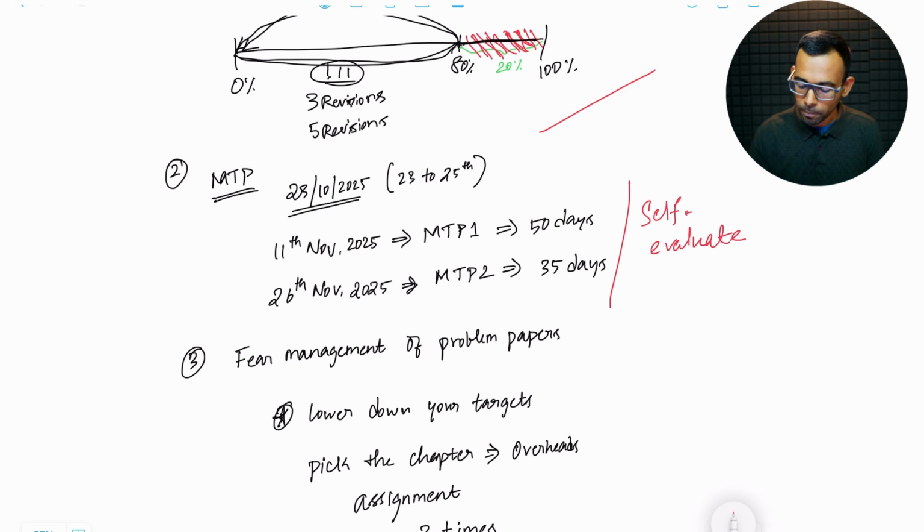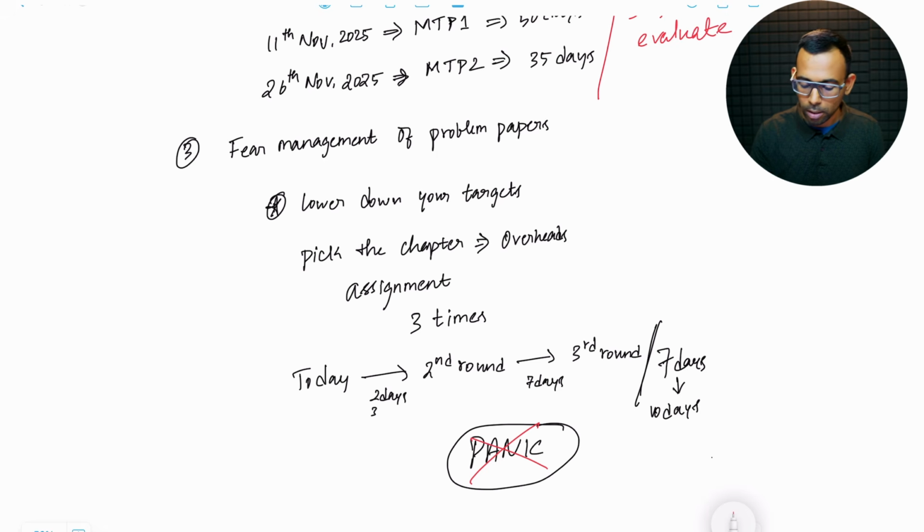So self-evaluate. And then the third thing is the fear management of problem papers. Do it like an assignment. Do it for 3 rounds and give more gap in between each and every round. But don't give 2 long gaps, like 15-20 days gap. Don't give that much also. Today, maybe 3 days later, round 2. And then from round 2, maybe 6 to 7 days later, round 3, you would have had that chapter covered.